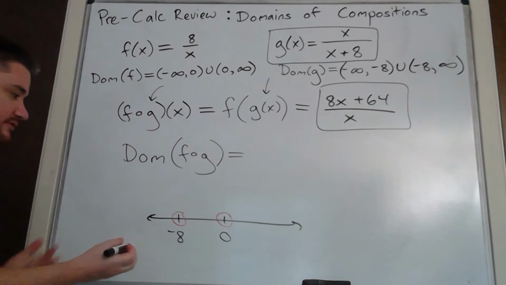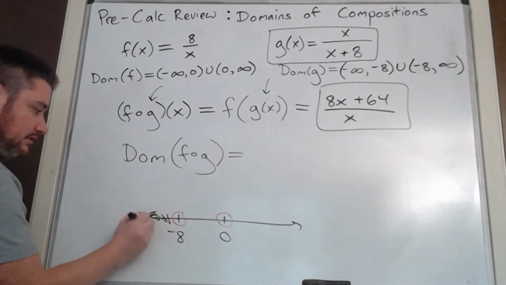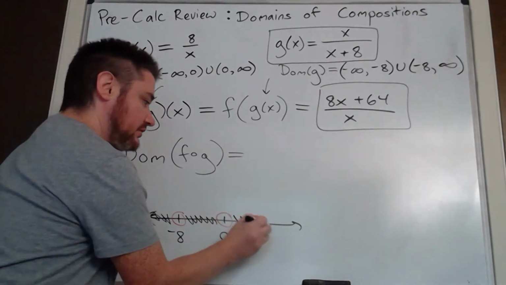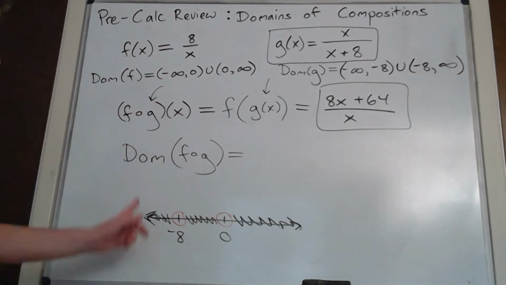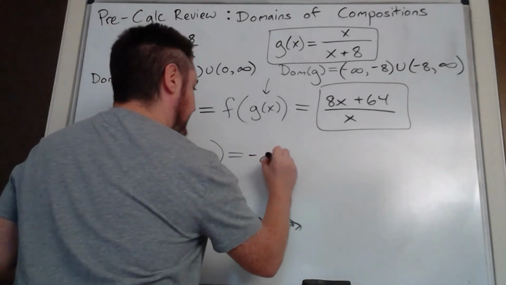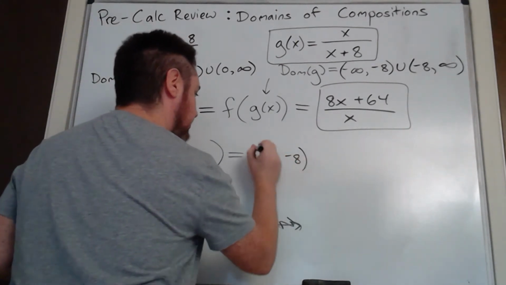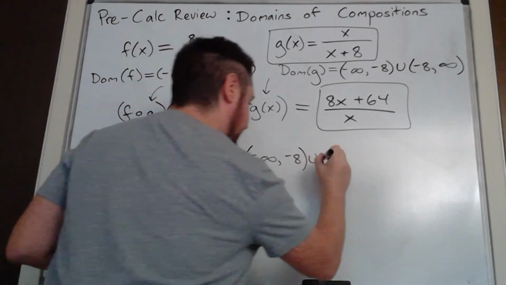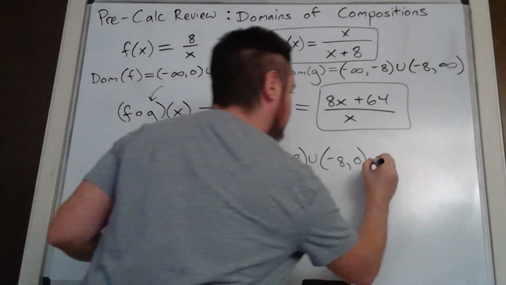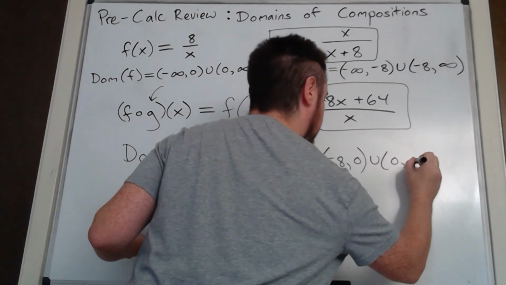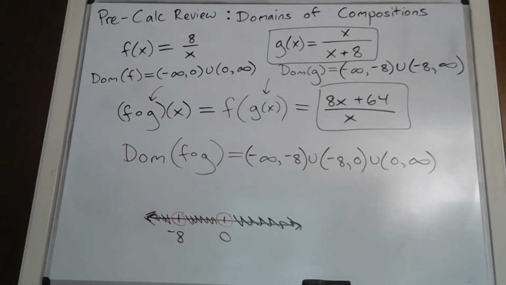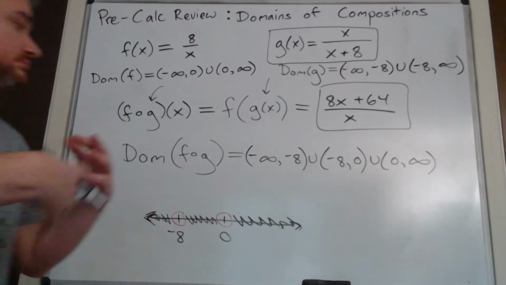And so therefore, how many intervals do I have? Well, I've got this interval, I've got this interval right here in between those values, and then all these numbers larger than 0 are still okay. So I've got 1, 2, 3 intervals for this domain. So now we will have negative infinity to negative 8 union negative 8 to 0 union 0 to infinity. Alrighty, and there we go.